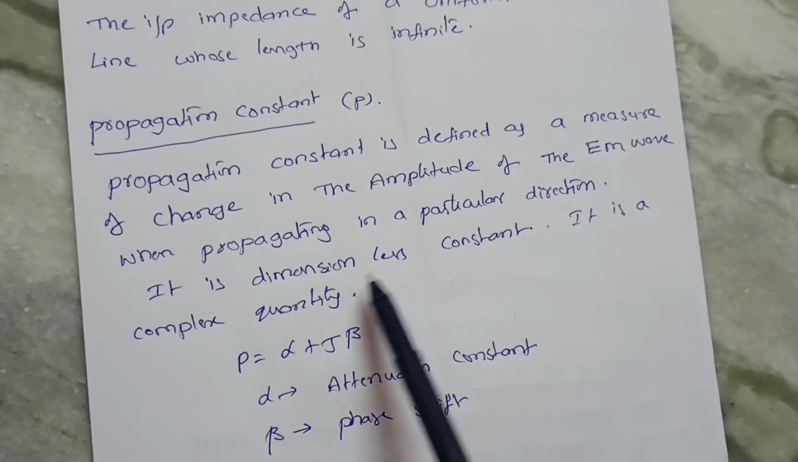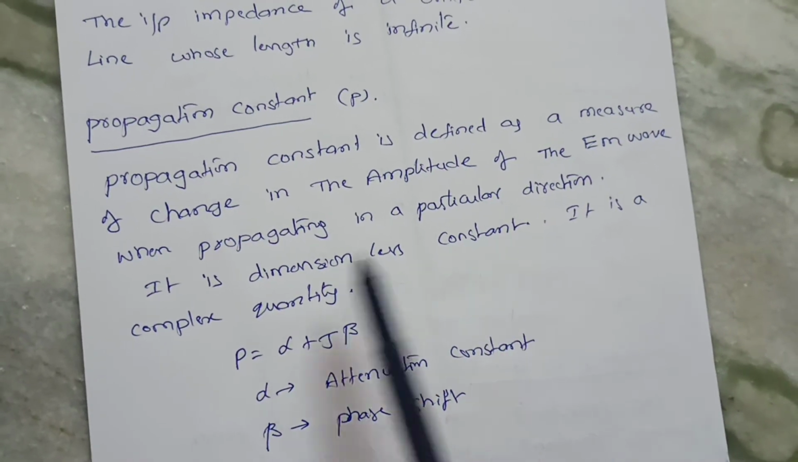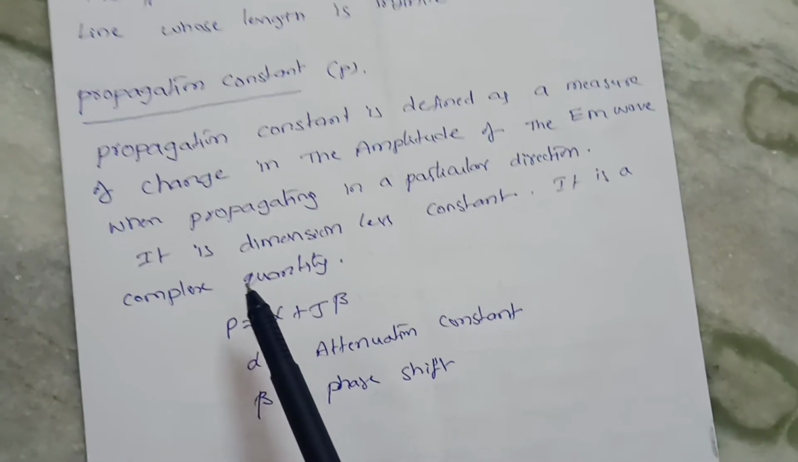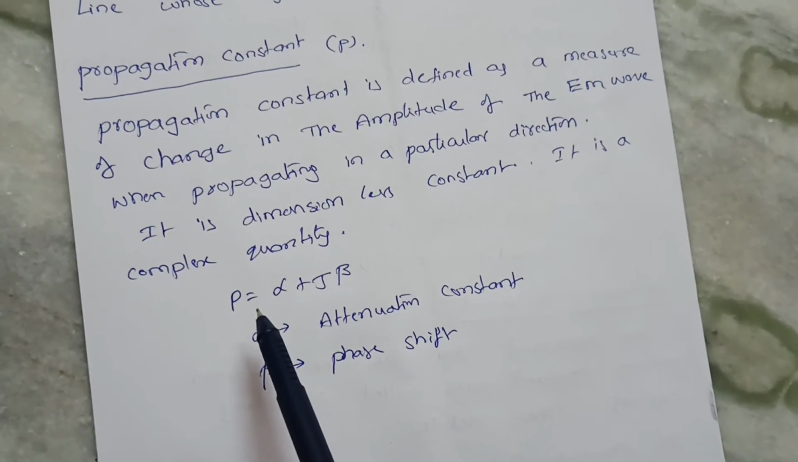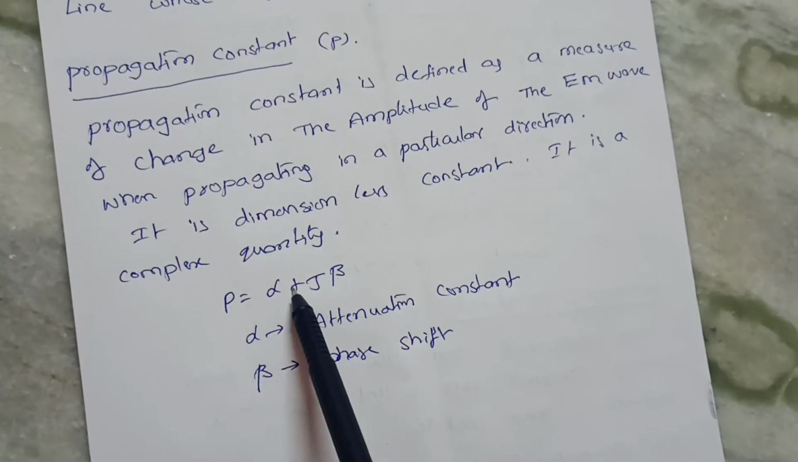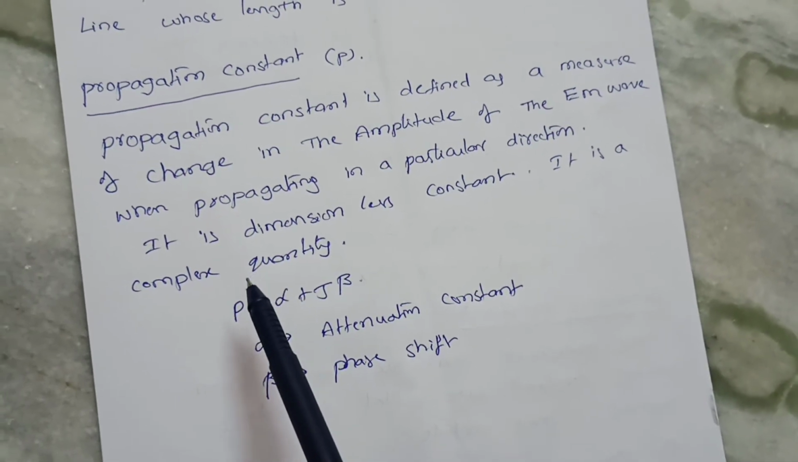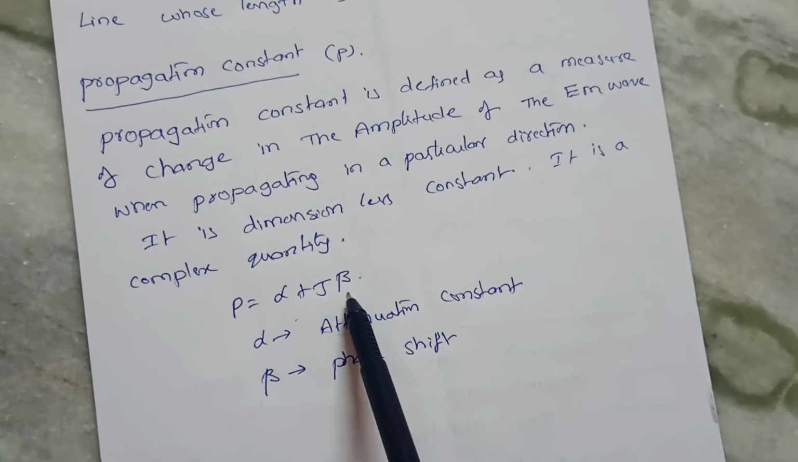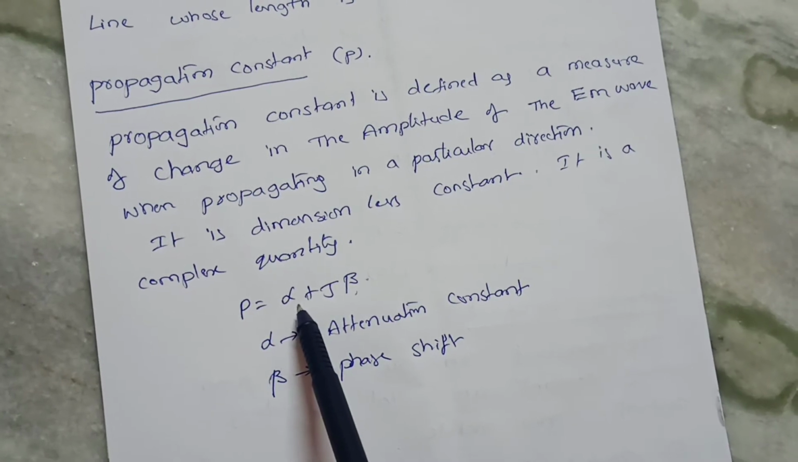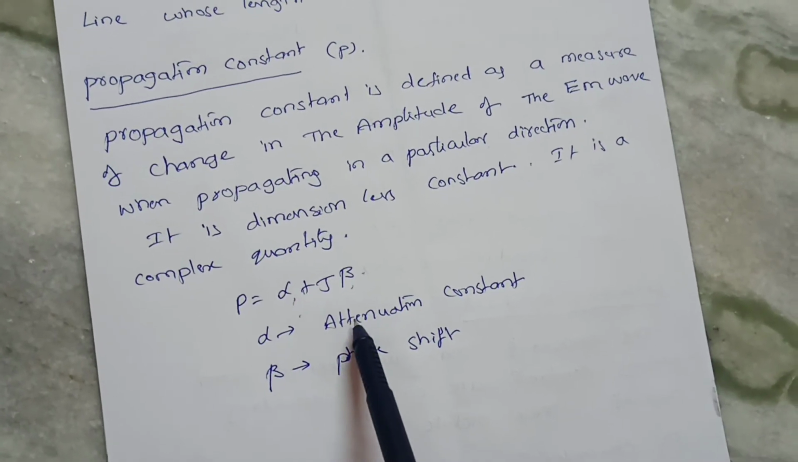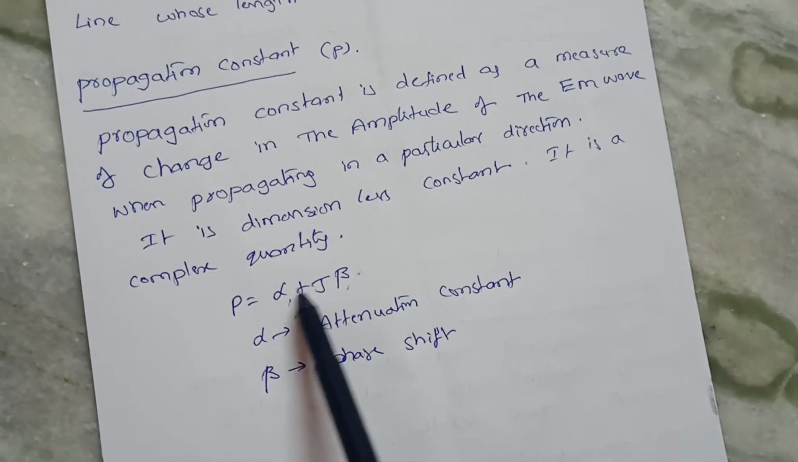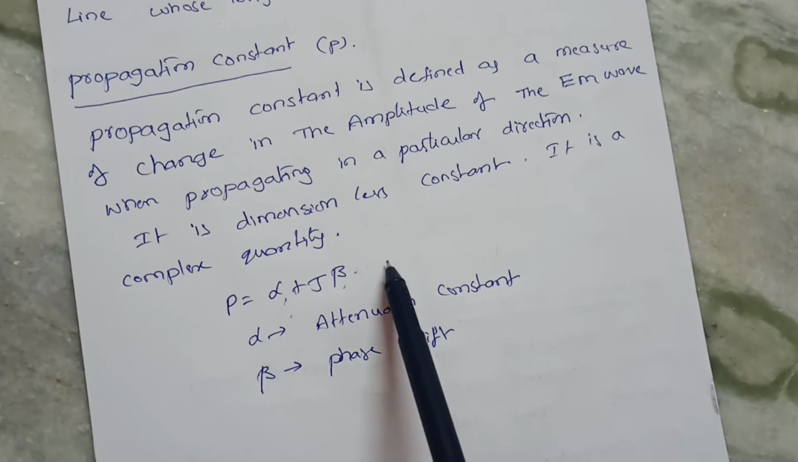It is a dimensionless constant and it is a complex quantity. The propagation constant P is written as P = alpha + j beta. Here alpha is the attenuation constant and beta is the phase shift. So this is a complex quantity.